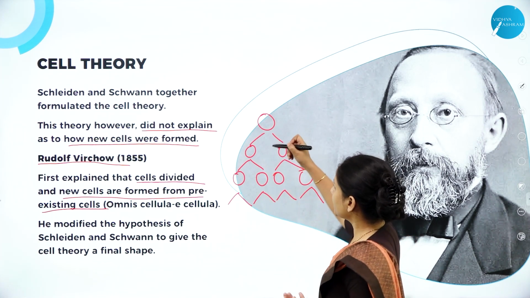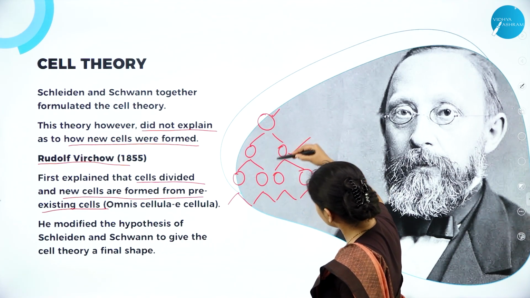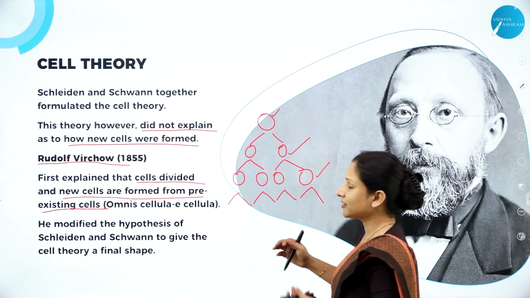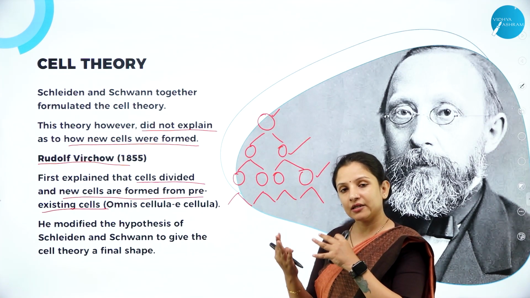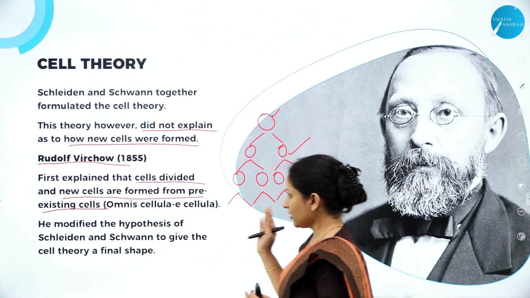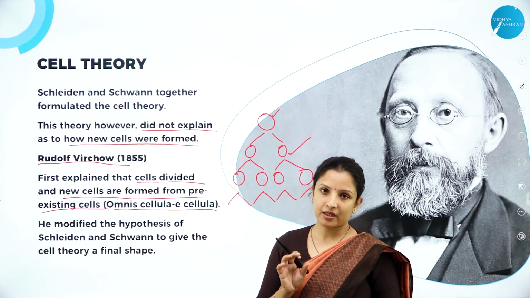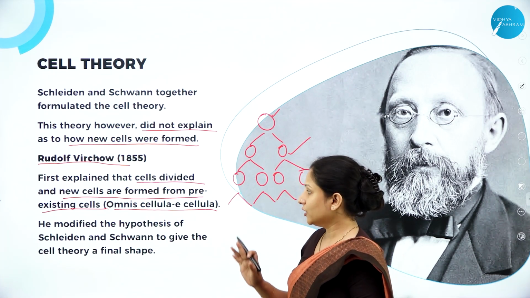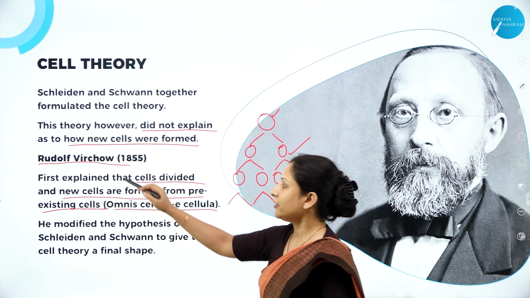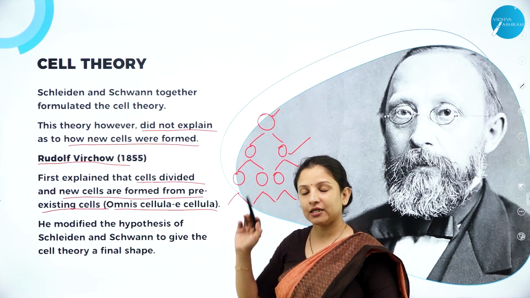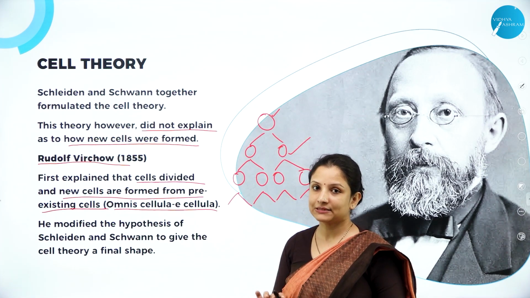So this is the pre-existing cell here. This becomes the pre-existing because it is this that is undergoing division. Next, this becomes the pre-existing. So whatever new cells are formed during the division process, all that is from the division of the pre-existing cell. That is what they found out. And that term is called omnis cellula e cellula. This term is very important because it can come for the MCQ. This term was given by Rudolf Virchow. And what does it mean? It means that the newly formed cells are developed from the pre-existing cells itself.